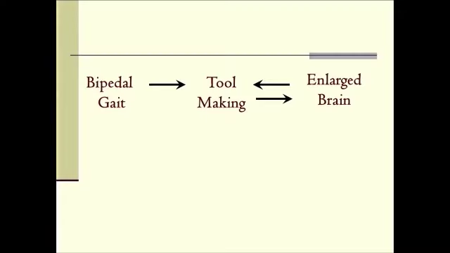Bipedal gait, free hand, tool making. I would argue that the enlargement of the brain, our becoming very intelligent, has to do with tool making. The argument is as follows. I have already made the argument for bipedal gait and tool making: that making tools requires forming mental images of realities that are not present. I make a knife for cutting, or I make an arrow for the purpose of hunting. I'm going to use them later. I have to form mental images of realities that are not present.